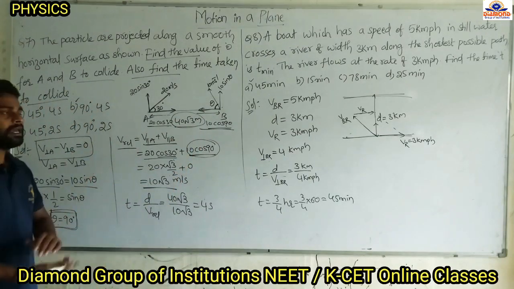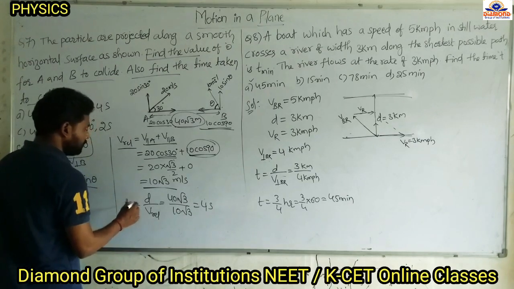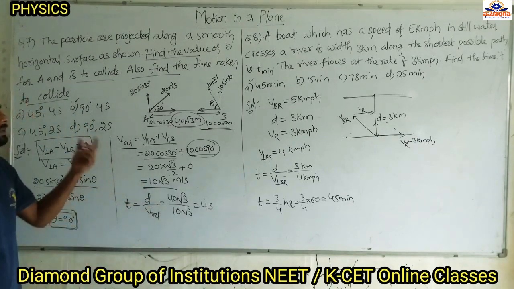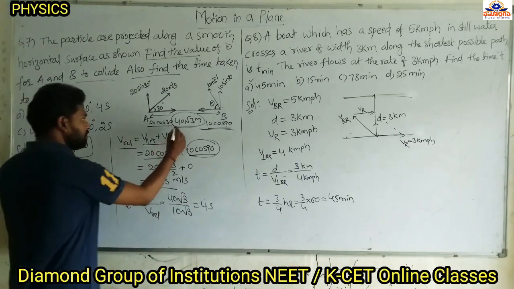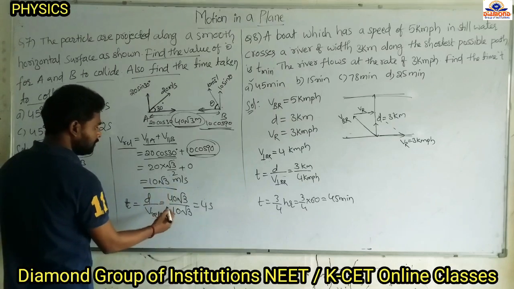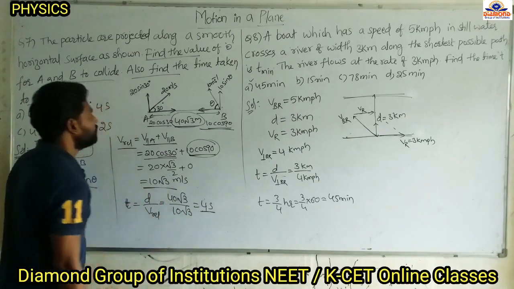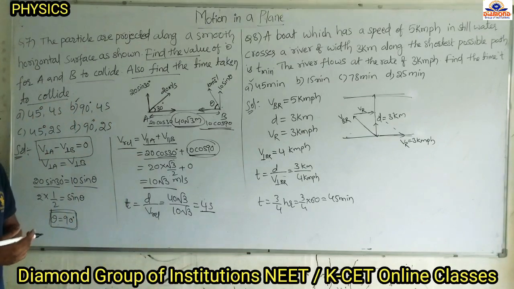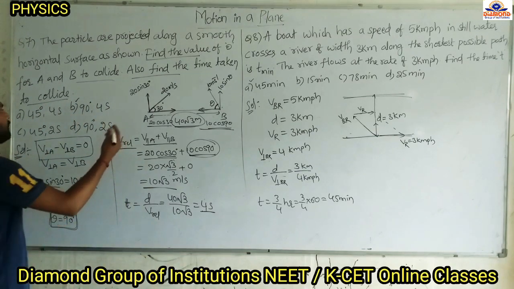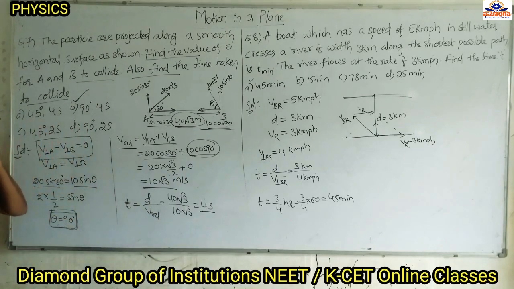Then the time taken to collide, t, equals the distance upon the relative velocity between A and B. Distance is 40 root 3 meters, and the relative velocity between A and B is 10 root 3. Then we get 4 seconds. So after 4 seconds these particles are going to collide. So theta and time we found: 90 degrees and 4 seconds. Option B is the right answer.